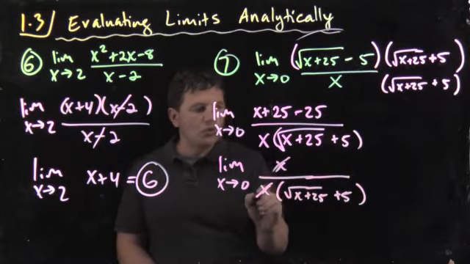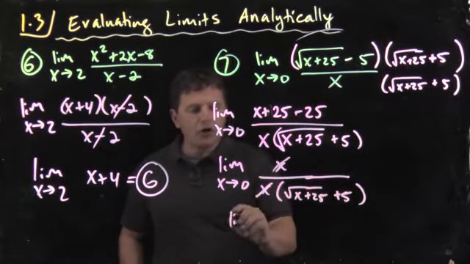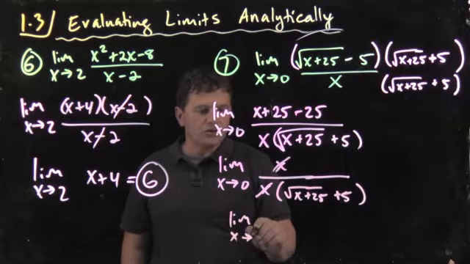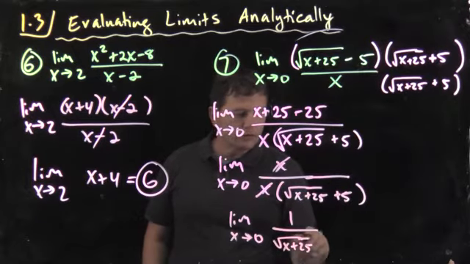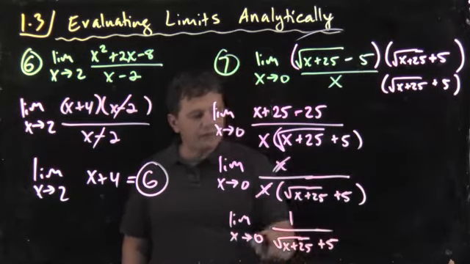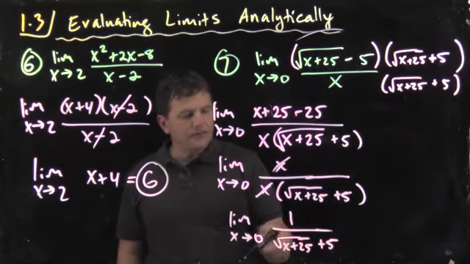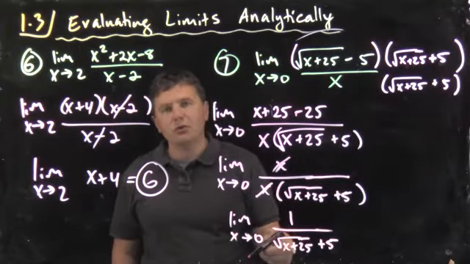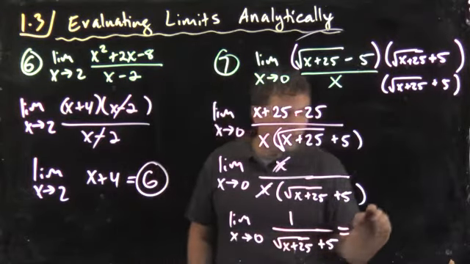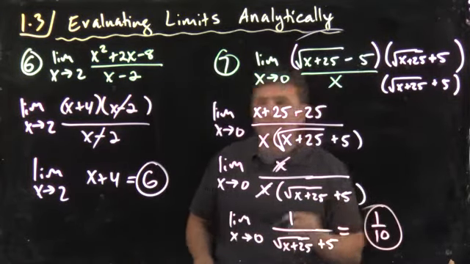That problem goes away. Now I have a new function that agrees with this original function in all but one point, the point that was giving me a problem. So there's nothing keeping me from plugging in 0 now. Piece of cake, plug 0 in, I get 0 plus 25, that's 25, square root of 25 is 5, so I get 1/10, and that is our limit.